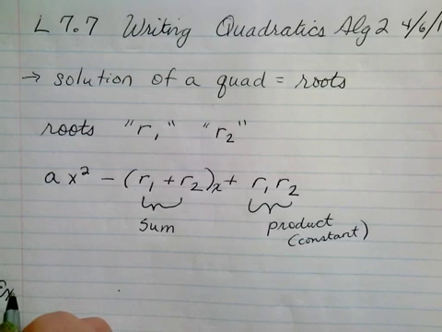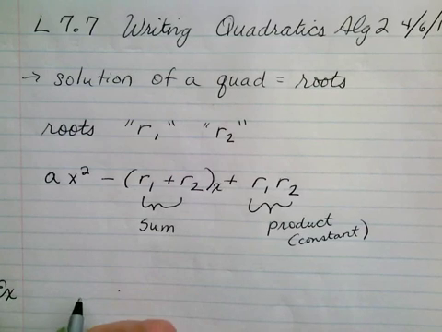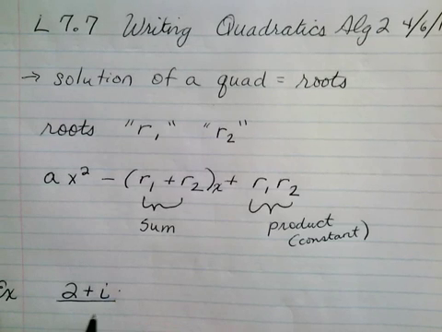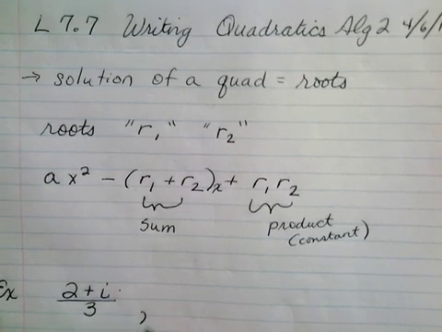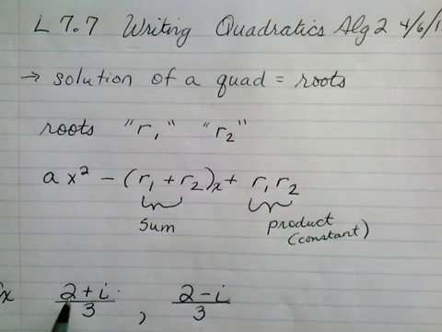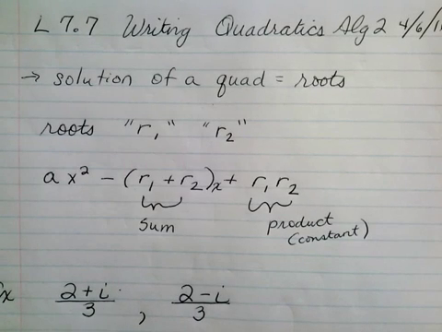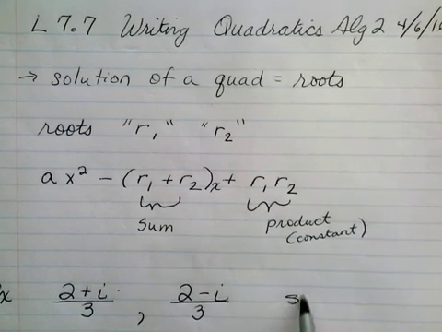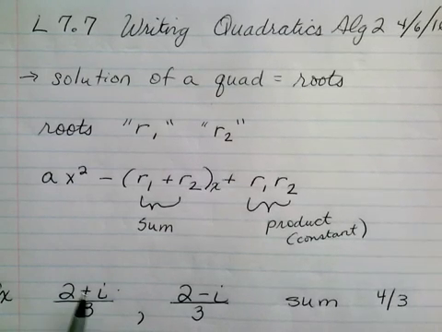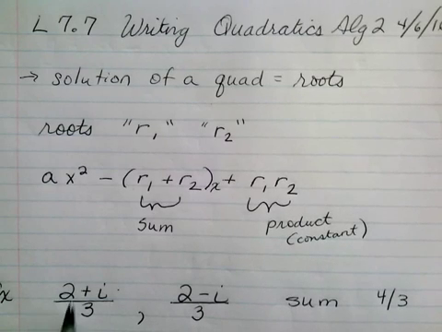Going back to our imaginary numbers. If you are given these roots, the positive imaginary number and the negative imaginary number are going to cancel each other out. The sum of these two things is going to be 4/3. A positive i and a negative i cancel each other out, so 2 plus 2 is 4, and the denominator stays the same.